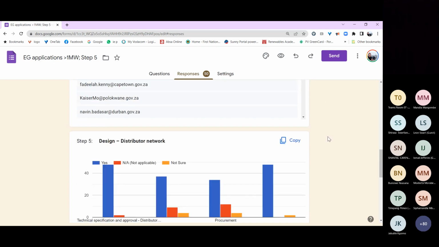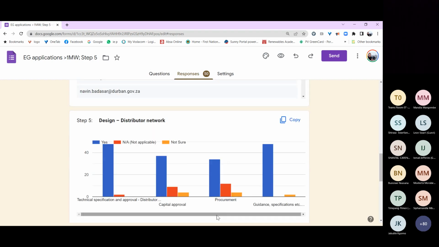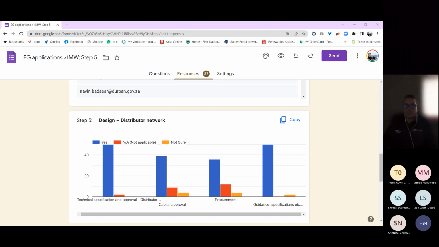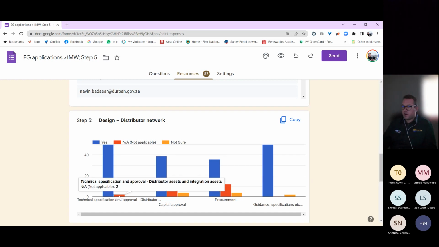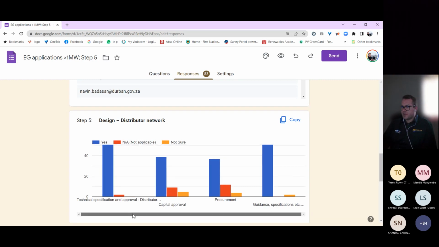Let's just look at the feedback. So if we look at the technical specification and approval, distributed assets and integration assets, bulk of the people said it's yes. 2 said it's not applicable. Gerard, sorry, are you online? Yes, I am. Okay. Would you mind maybe just clarifying, because I see there are 2 that said it's not applicable, why it would not be applicable, or why you would want to say you tick it off for someone applying for it.